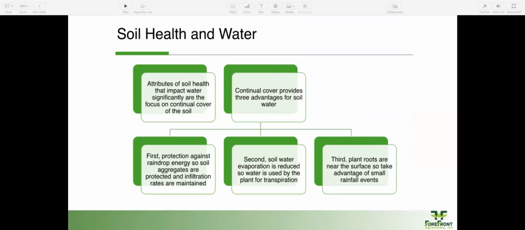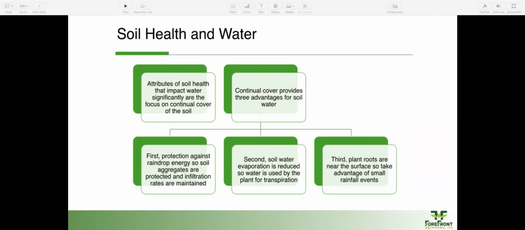And so thinking about, what does soil health mean? One of the basics is just keeping that ground covered. And really there are three advantages to that. Number one is reducing the impact of that rainfall or irrigation drop as it hits the soil, and being able to maintain our soil aggregation and improve our infiltration. One of the obvious things is reducing the amount of evaporation, so that the plant can use it for transpiration instead of it going off into the atmosphere.